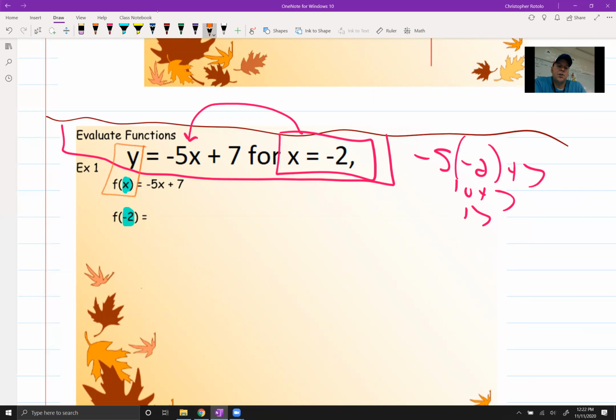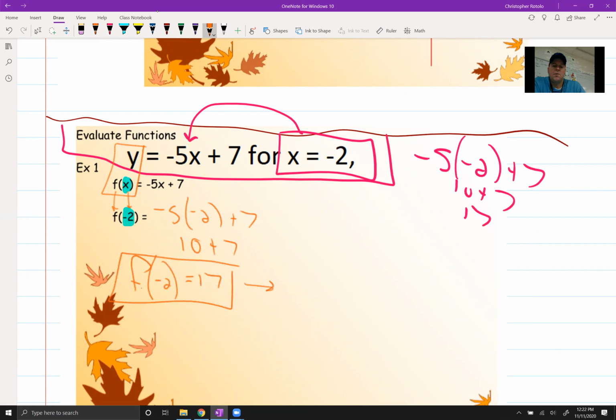So this is the function f, and x is x. But now I want you to evaluate the function f when x is negative 2. So I'm going to replace x with negative 2 and then proceed. So that gives me 10 plus 7, so I get 17. How'd you get 17? Well, I took function f and I plugged in negative 2.